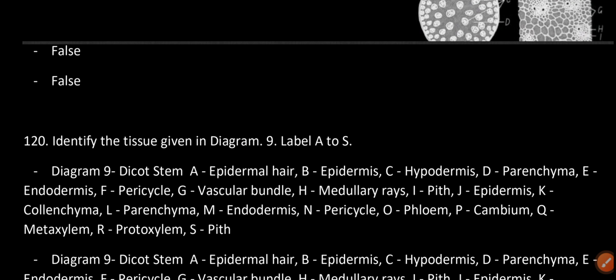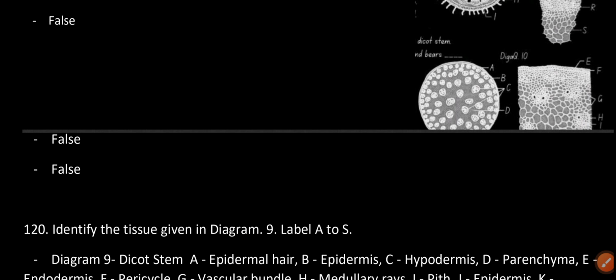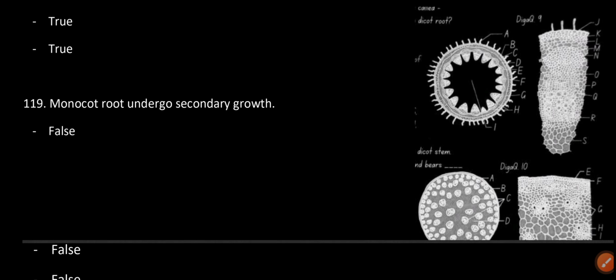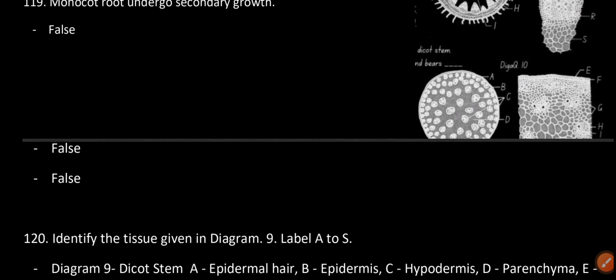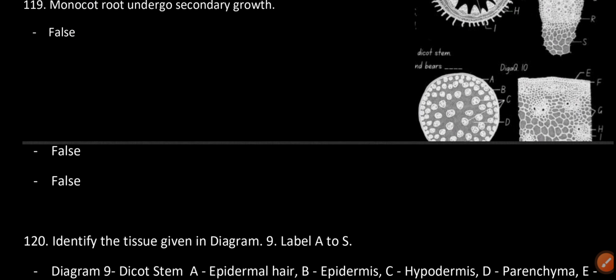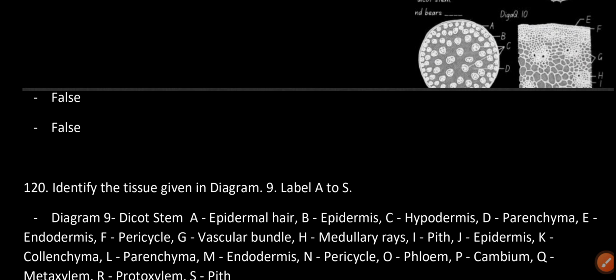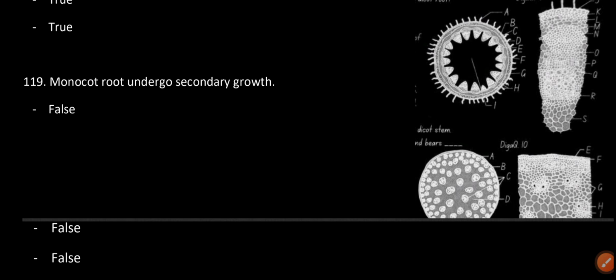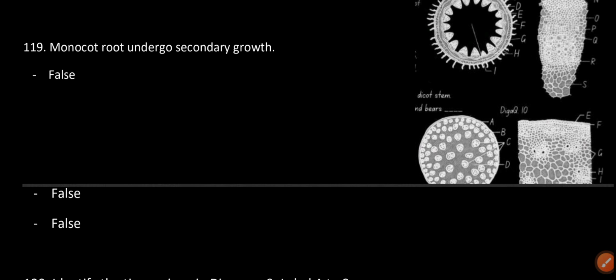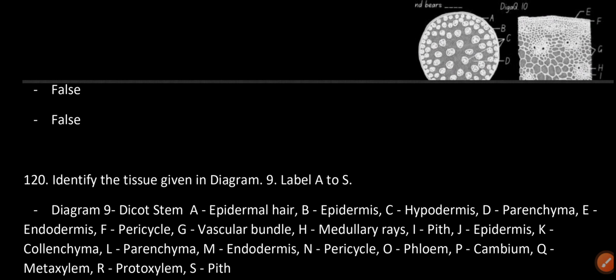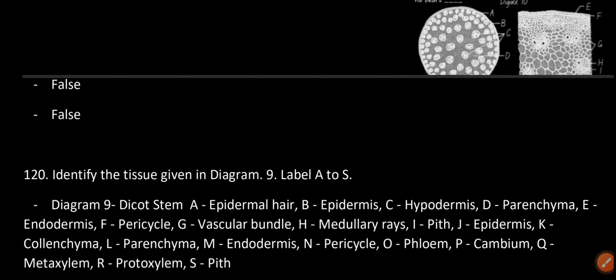Identify the tissue given in diagram 9, label A to S. Diagram 9 is dicot stem. A, epidermal cell, epidermal hair. B, epidermis. C, hypodermis. D, parenchyma. E, endodermis. F, pericycle. G, vascular bundle.